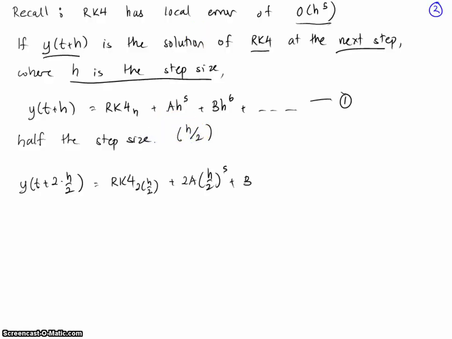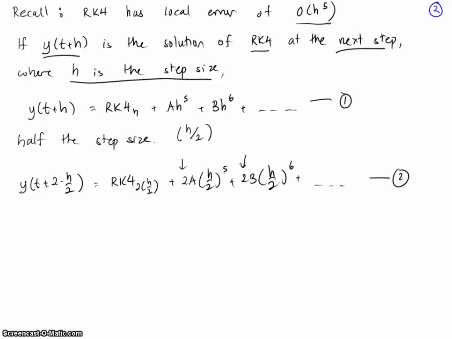Then, similarly, you have 2b times h over 2 to the power 6, and so on. So this is equation 2. Now the reason the coefficient 2 is present here is again because we are applying the RK4 method 2 times. We just introduce a coefficient 2 here to account for the fact that the RK4 method has been performed twice.